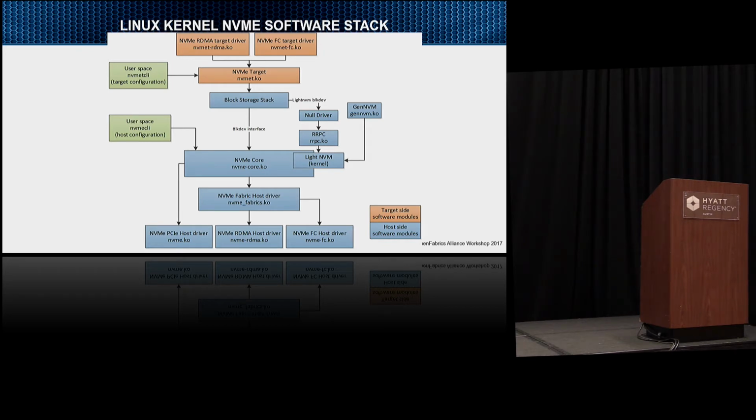And NVMe CLI is a user space interface. Again, the right abstraction talks to the NVMe core, not bypassing any layers, and configures the right parameters that it needs to do to the right fabric.